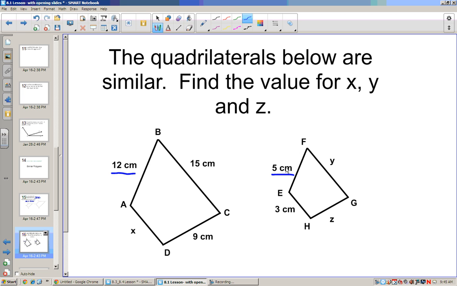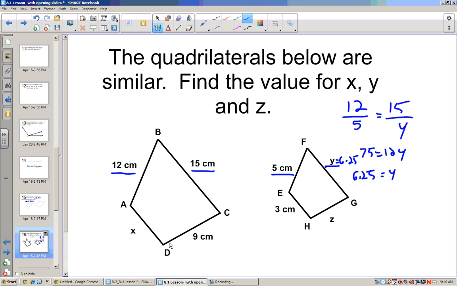is going to correspond with 5 in our smaller quadrilateral. So we could set up the proportion 12 over 5 is equal to 15 and y correspond. So we could say 15 over y. So now what we can do is cross multiply and divide. So take 5 times 15, which is 75. So we have 75 is equal to 12y. So now when we divide by 12, 75 over 12 is 6.25. So that is going to be our value for y.